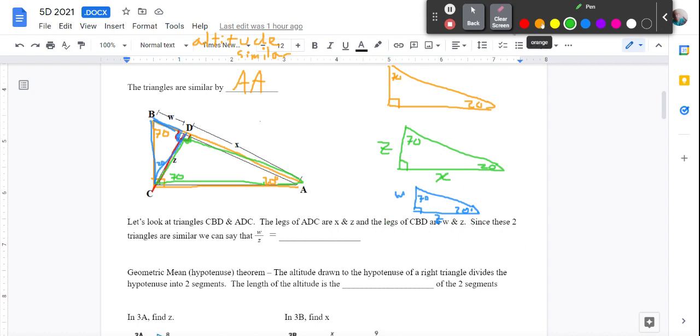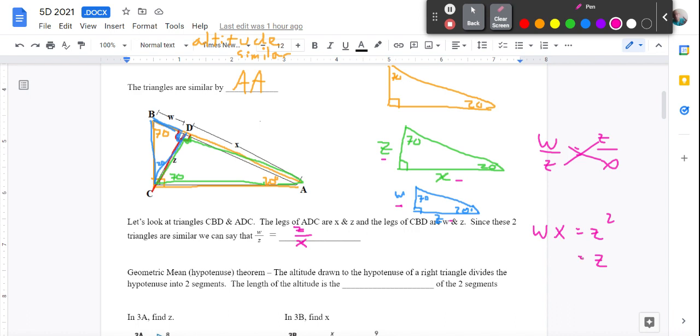What we could say is that W over Z is going to equal Z over X. Okay, W over Z is equal to Z over X. Now if we were to solve this proportion, W over Z equals Z over X, we would say that WX is equal to Z squared because we cross multiply.